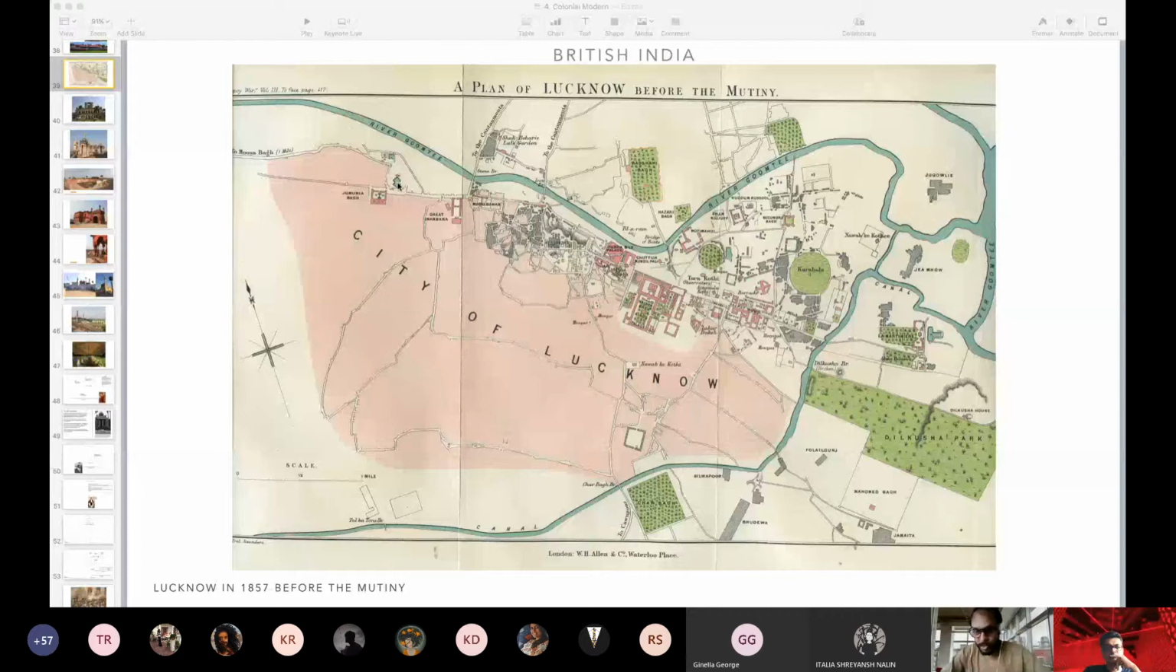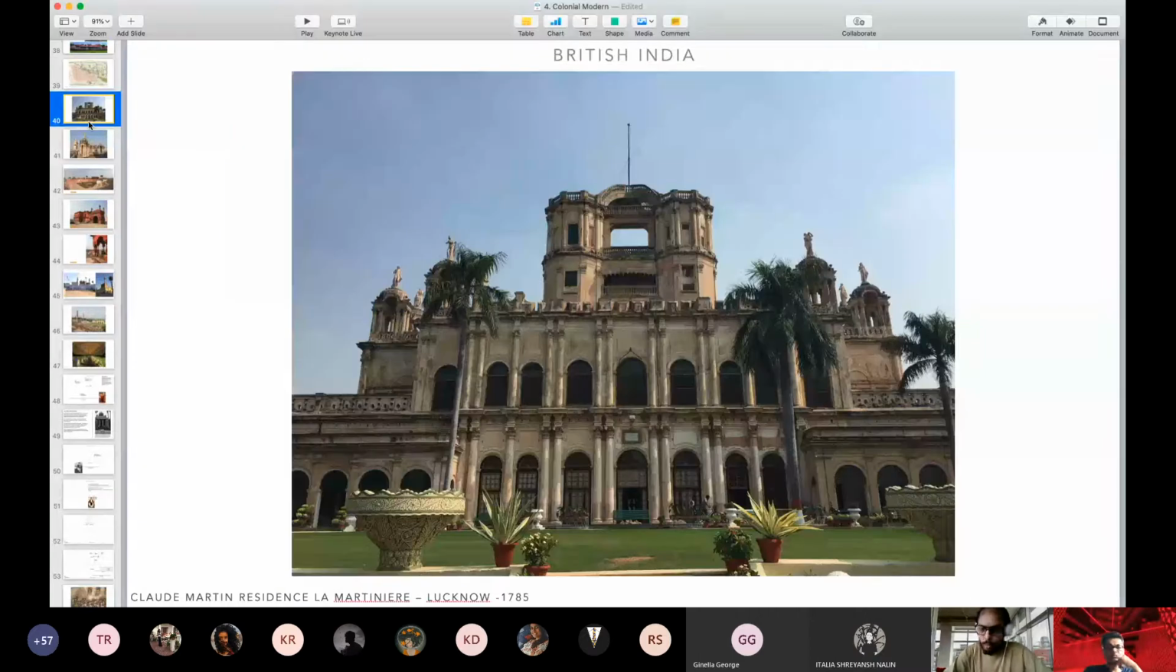But if you go to Lucknow, within that entire pink blob, there are innumerable kinds of architectures and features which I'm going to show you in the next coming slides as well. Yeah, next. So what is this architecture?